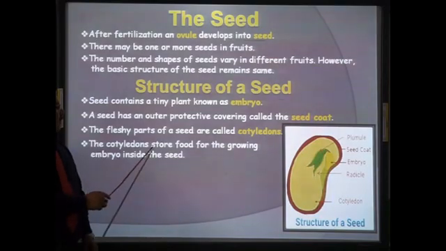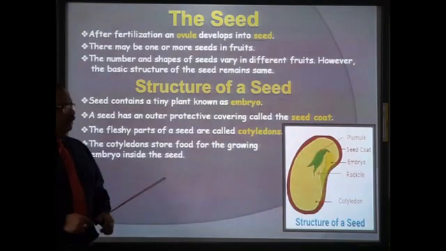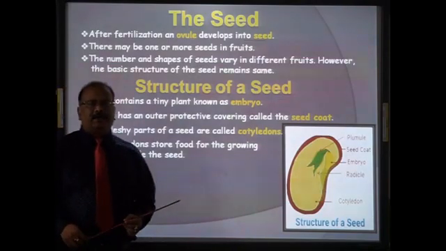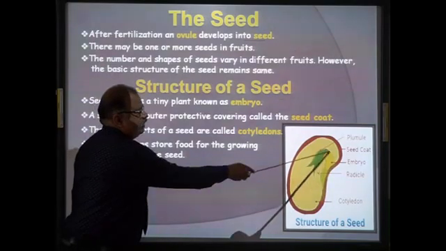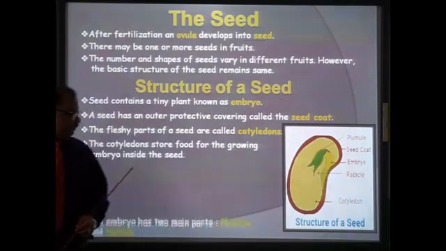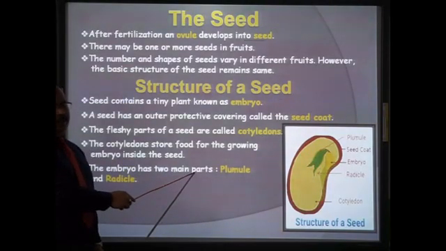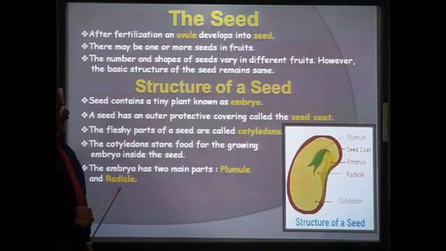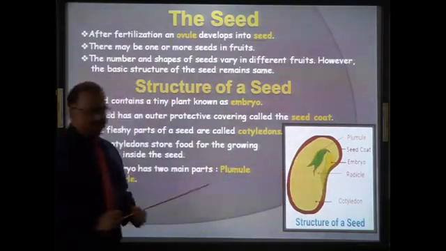The cotyledons store food for the growing embryo inside the seed. So what is the function of cotyledon? It provides nourishment, the nutrients, for this baby plant. Okay? The embryo has two main parts, as I told earlier, plumule and radicle. Plumule, the upper portion, radicle, the lower portion.